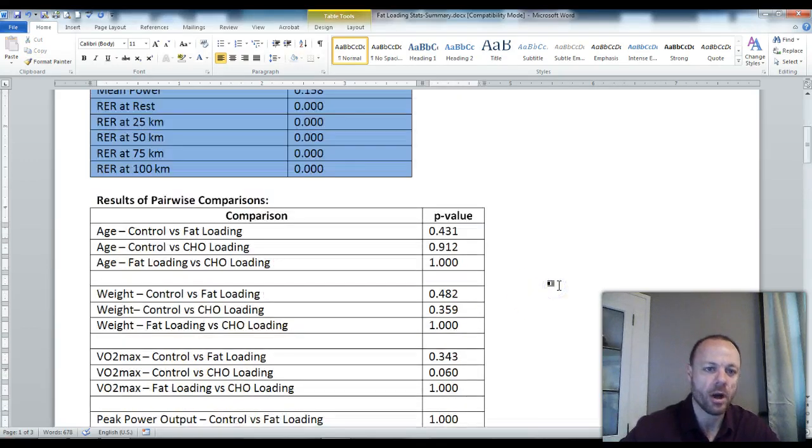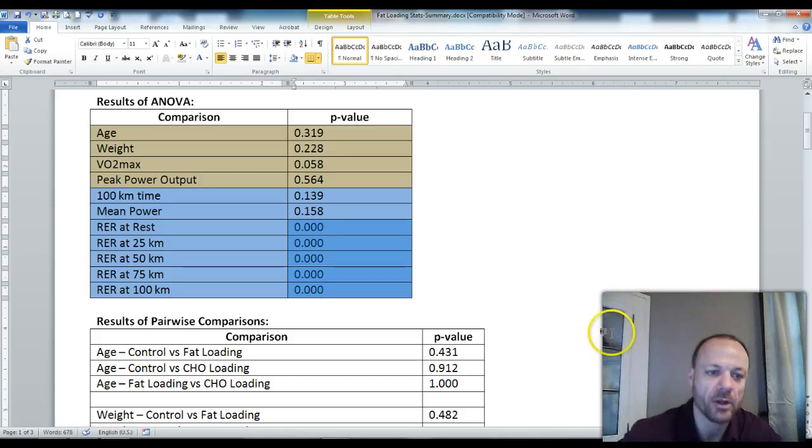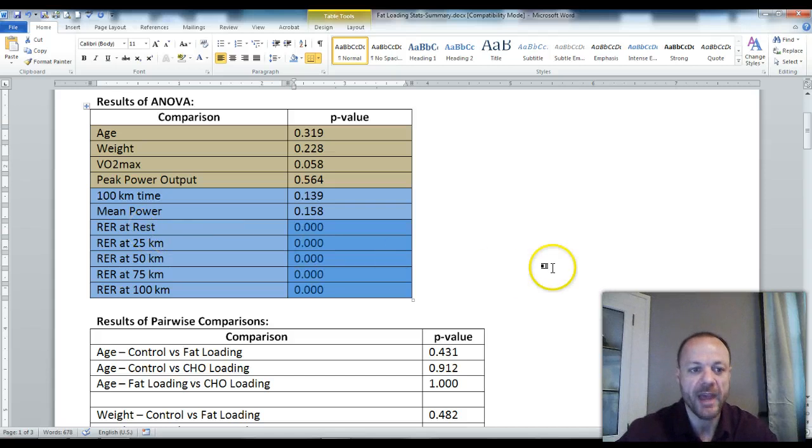Now for RER, all of these values were significant, so we are in fact going to continue on to perform pairwise comparisons. But here's where I'm going to make your life easy. At rest, we would want to know, is the control different from fat, control different from carbohydrate, and is carbohydrate different from fat? And we would have to repeat that process at each of these distances. And we're not going to do that.